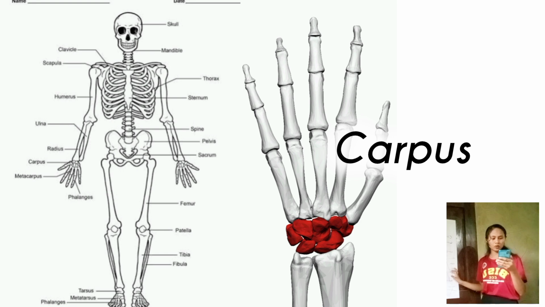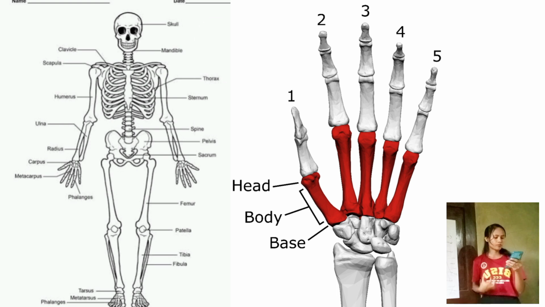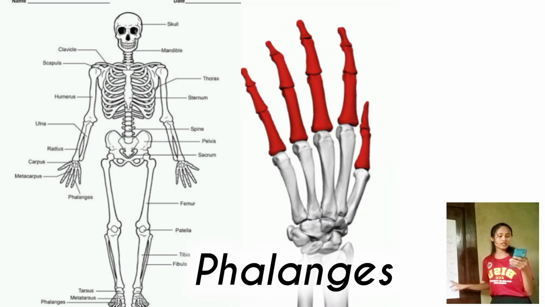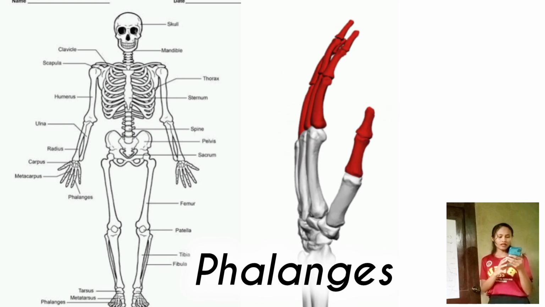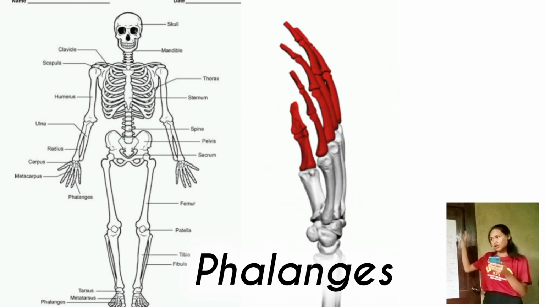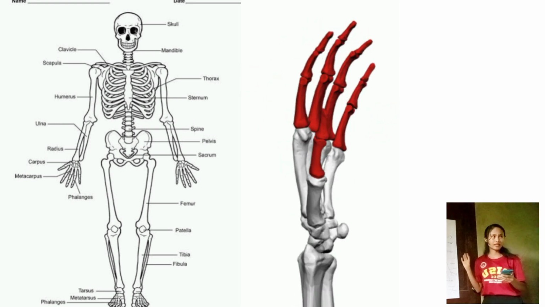Next is the carpus. These are the wrist bones that help our hand move. And next to the carpus, we have the metacarpus. This, you can see in the diagram. The metacarpus, these form the palm and support hand movement. And lastly, the phalanges. The phalanges, these are our finger bones. They help us grip and hold things.